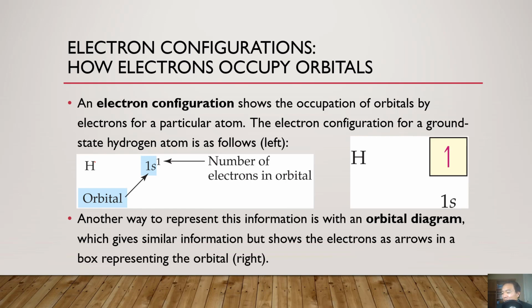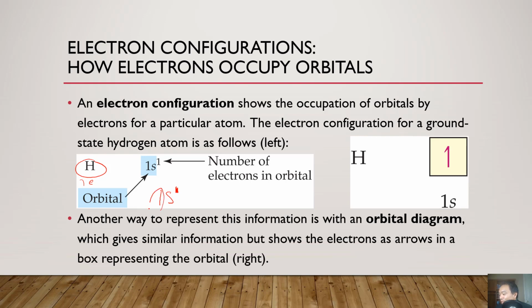For example, hydrogen has 1 electron. Then you put that 1 electron in the lowest energy state, which is 1s. S has 1 orbital inside, and hydrogen has 1 electron. So you simply put that 1 electron as the superscript.